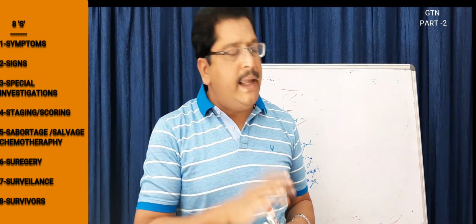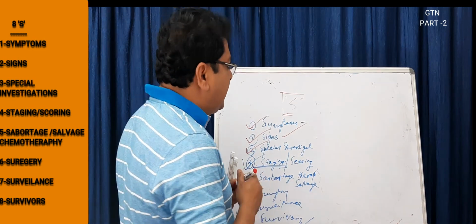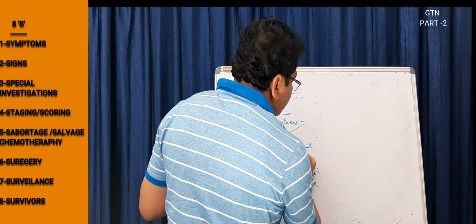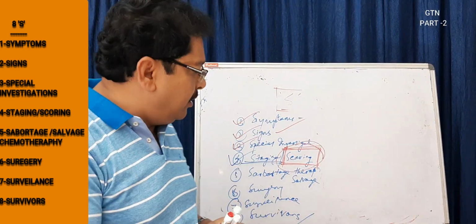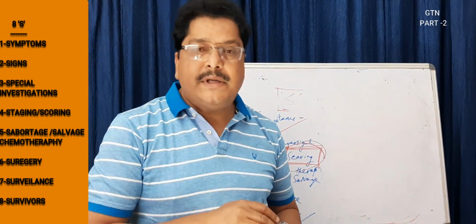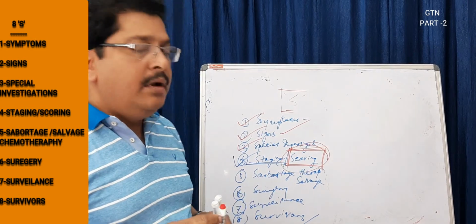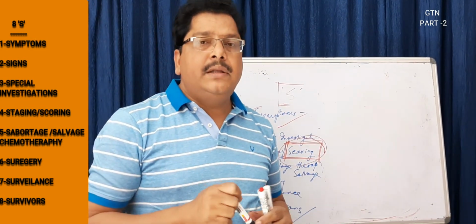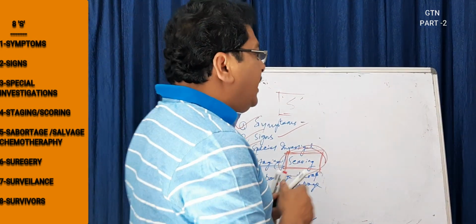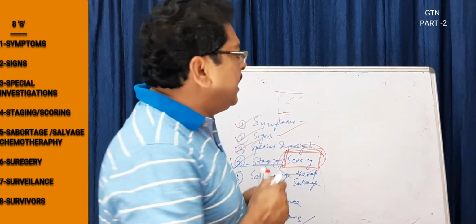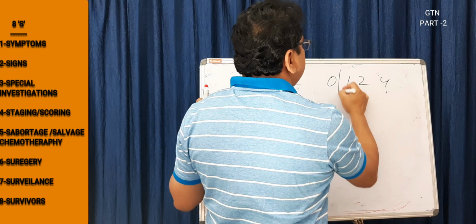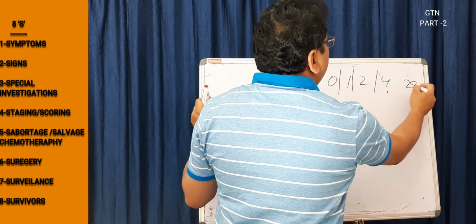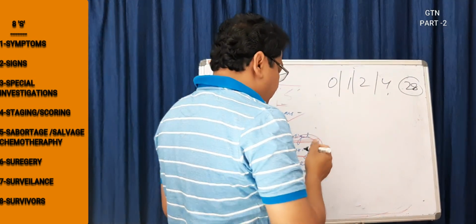That's why the next important thing is the scoring proposed by the WHO and FIGO. We follow the scoring system before planning the therapy for GTN. There are 8 things in the scoring, altogether 28 points.